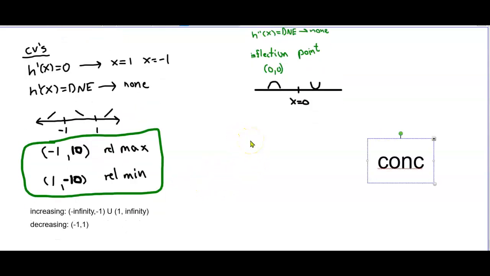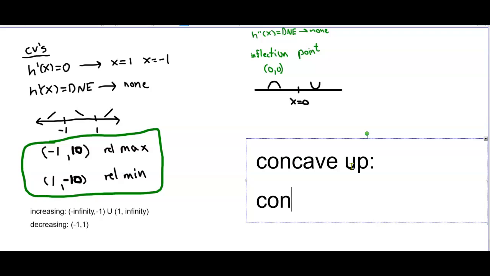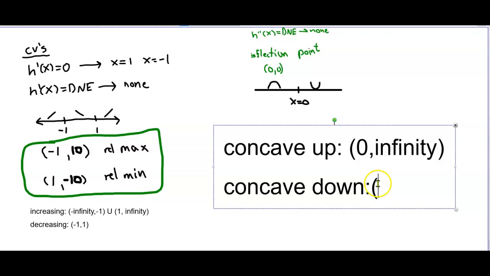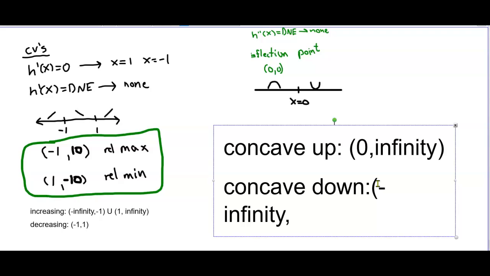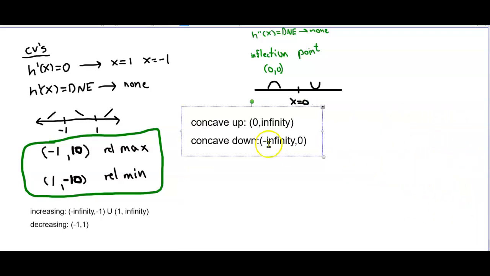So here we'll do concave up and concave down. And then in interval notation, we've got concave up from 0 to positive infinity. And we've got concave down to the left of 0, so that's negative infinity and then stop at 0. And that is the entirety of the problem.